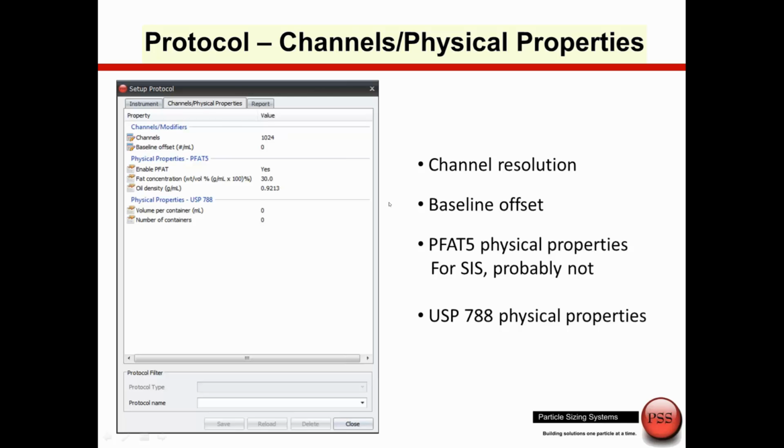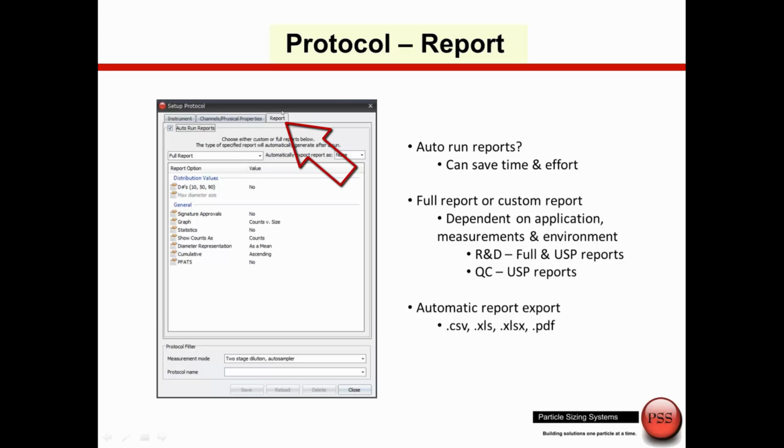So these channels' physical properties are the next step in organizing our measurements, and are in the same tab within the setup protocol window. The last tab in the protocol window is reports, and this is really one of the ways where the new software vastly expands our capabilities. In here we can say, do we want to run the reports automatically, which can save time and effort. That's what I typically do when I'm making measurements. If we want to do full reports or custom reports, we can make those decisions here.